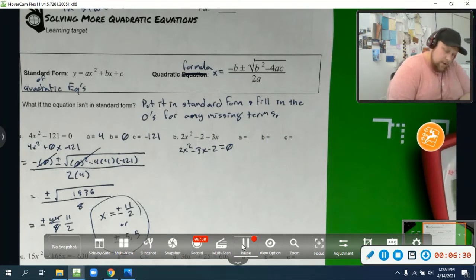Make sure to identify your a, b, and c. Plug it in. X equals negative b plus or minus the square root of b squared minus 4 times a times c, all over 2 times a.